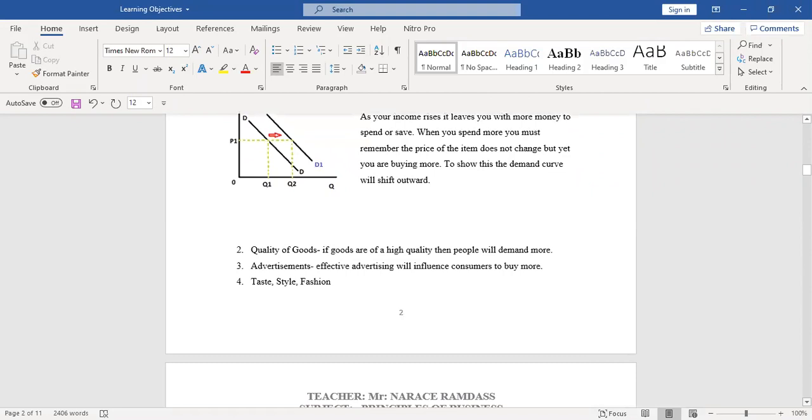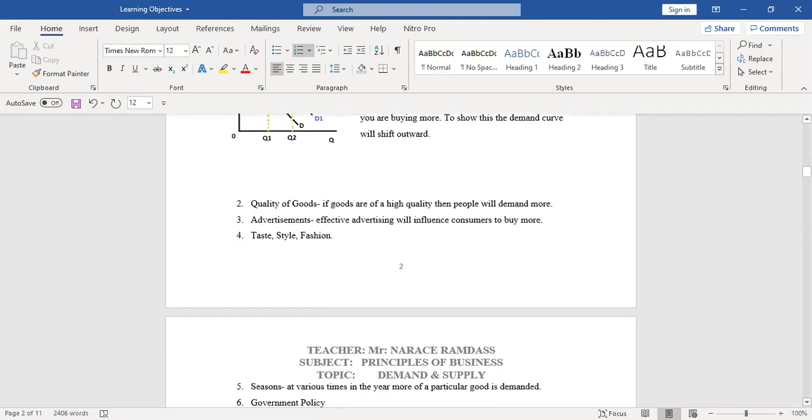Quality of goods. If goods are of a high quality, then people will demand more. Do you all believe that's true? So let's say a company introduces a product and they improved on the quality of the product. People are going to continue buying the same amount, but because the quality has gotten better, they're going to be demanding more of the product. Remember the price of the product did not change. What changed was the quality. That means people are going to be buying more, and your demand curve will shift outwards, right?